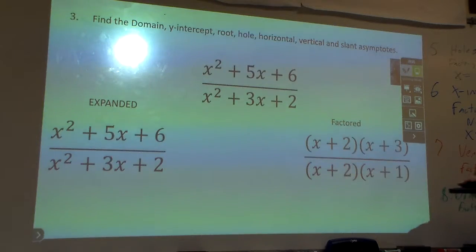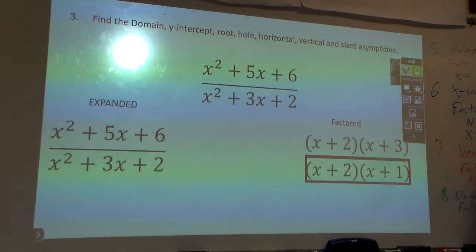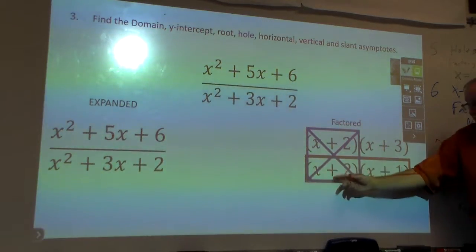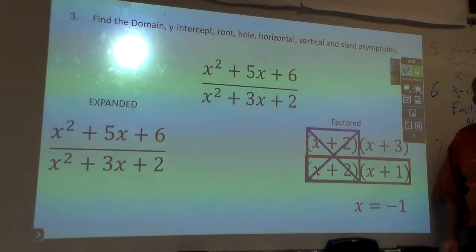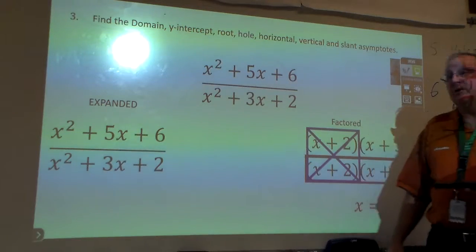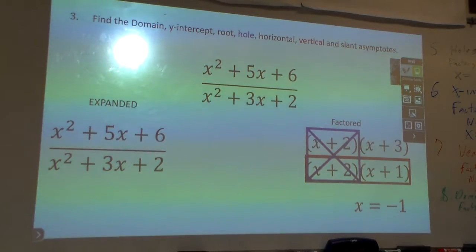Now number 3 has a unique problem. There would be 2 answers except for the hole cancels out that one. So the only answer is x equals negative 1. Right? Y'all did a really good job of recognizing that, much better than all the other groups. I have to tell you that, honestly. Right? It's just negative 1.